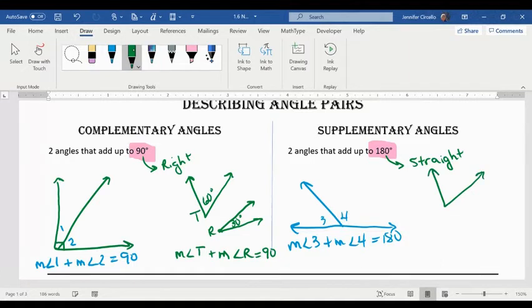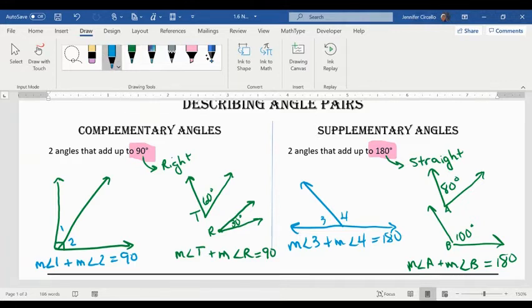So we could have one here. We'll make this one 80 degrees. One here that's 100 degrees. So 100 plus 80 is 180. Let's call them A and B. So the measure of angle A plus the measure of angle B equals 180. So those are also supplementary. Okay. Supplementary and complementary are really long words, so I will usually abbreviate complementary as just COMP, and supplementary will be SUPP.